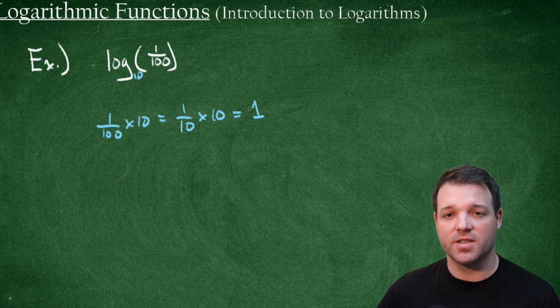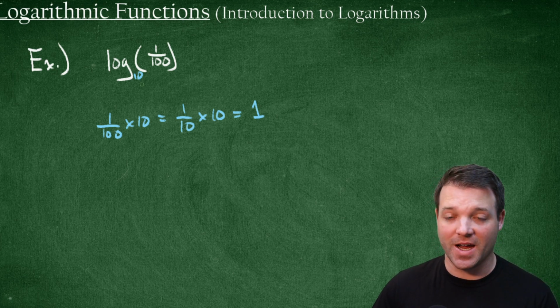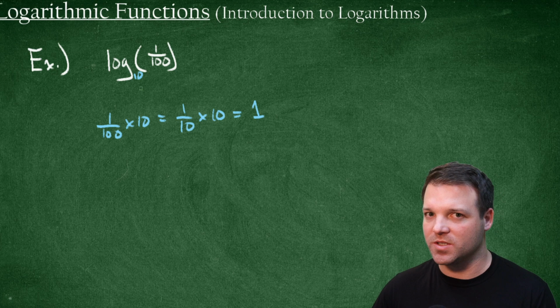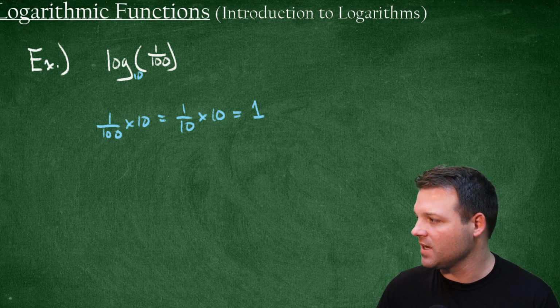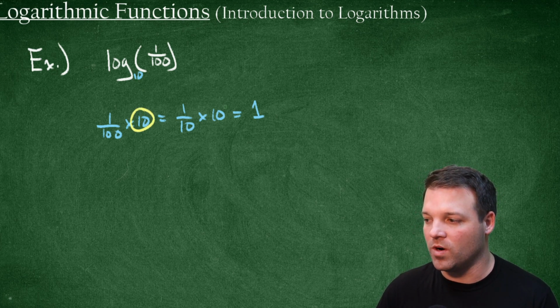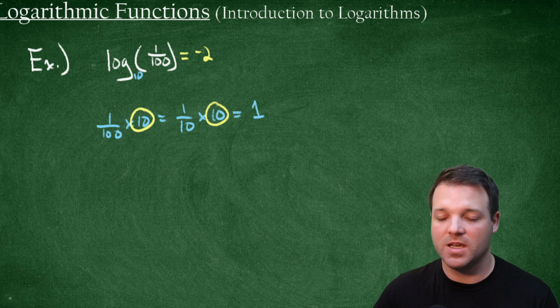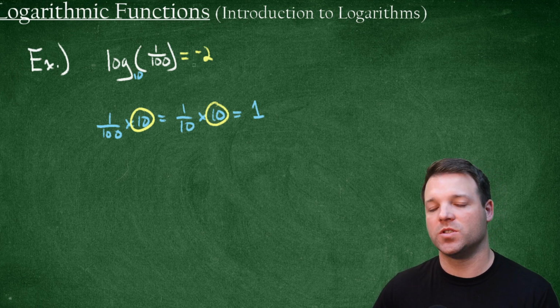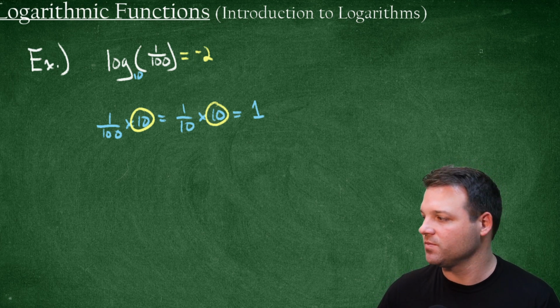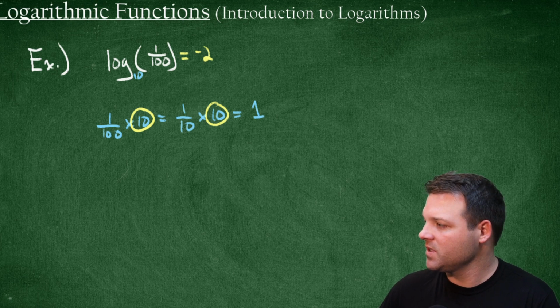So the question is, how many times did I divide by 10? Well, I didn't. I multiplied by 10. And in this case, I had to multiply by 10 once, twice. So the opposite of division is multiplication. So this is equal to -2, right? I had to multiply by 10 twice. So it's -2.